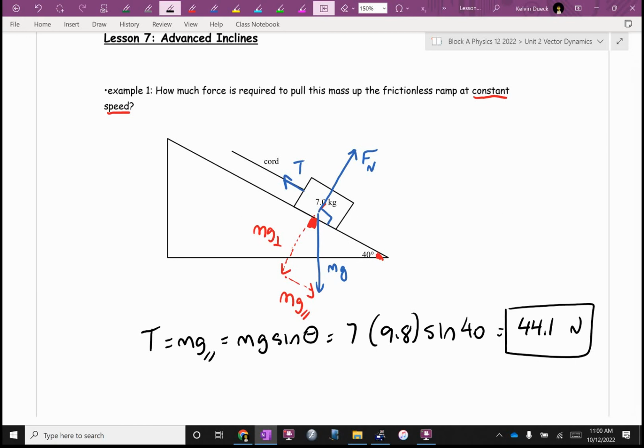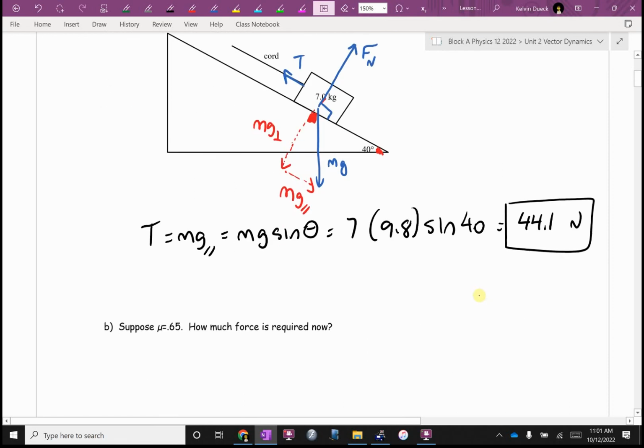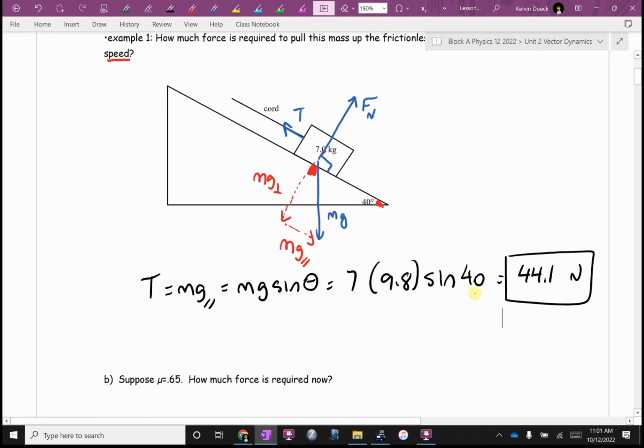Okay? What if I wanted to kick this up a notch? Jan, what's part B want me to find since you're so good at this? What's changed in B? So, what force do I need to add to my free body diagram? Friction. Okay? So I'm not going to redo the whole thing.